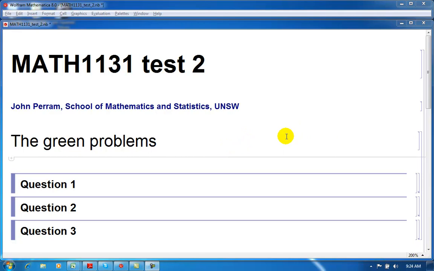I'm going to run through the solution to last week's test problems. There were two sets of problems, the green ones and the yellow ones, and we're going to do both of them. So let's start off with the green problems and question one.